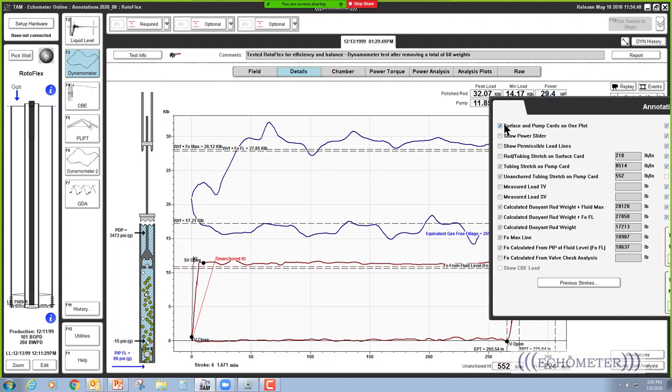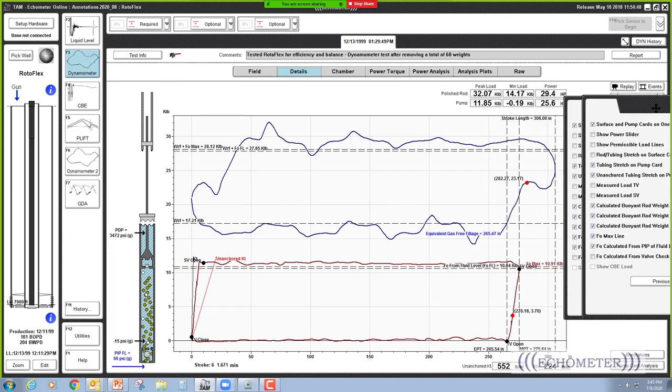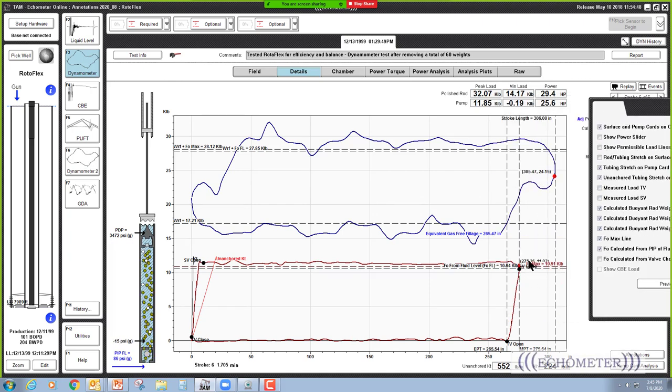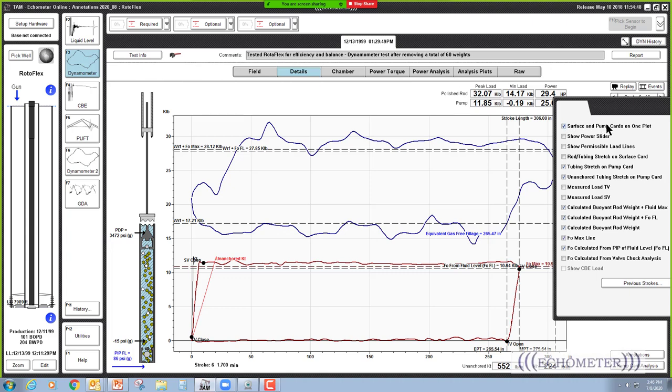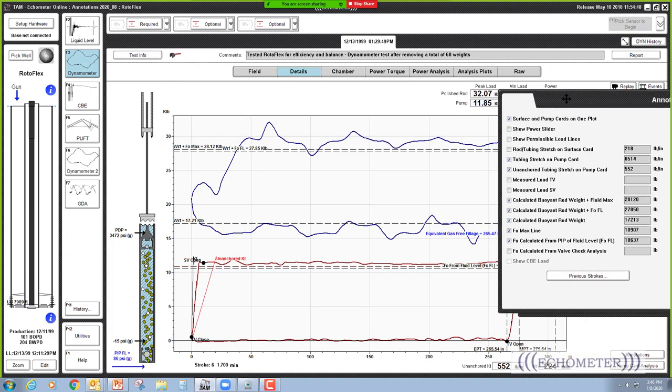Another reason why I particularly like showing them on one plot is I want to see the effect of stretch. I want to see the pump card shorter or longer by looking at the screen. And so by just looking at the screen, I can see that the surface stroke is being lost to stretch because the pump stroke is less than the surface stroke. That's why I usually have the surface card and pump card on one plot.